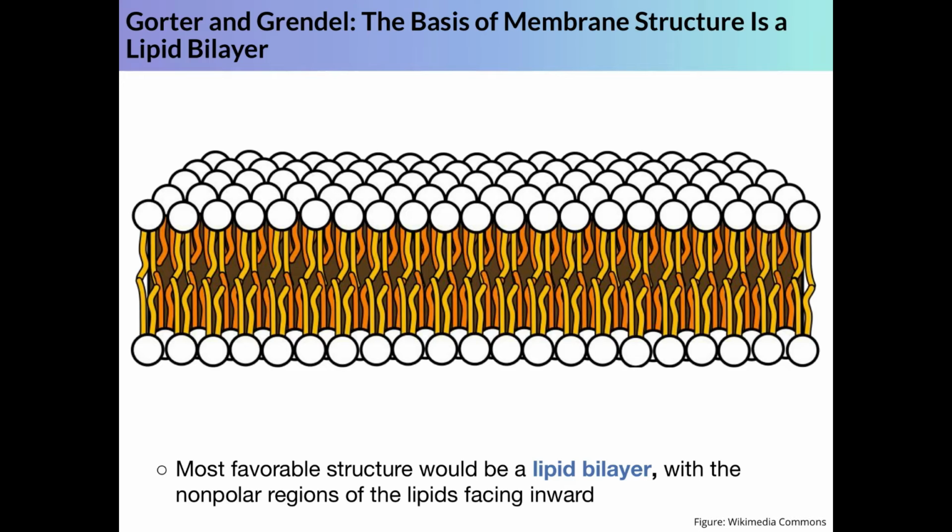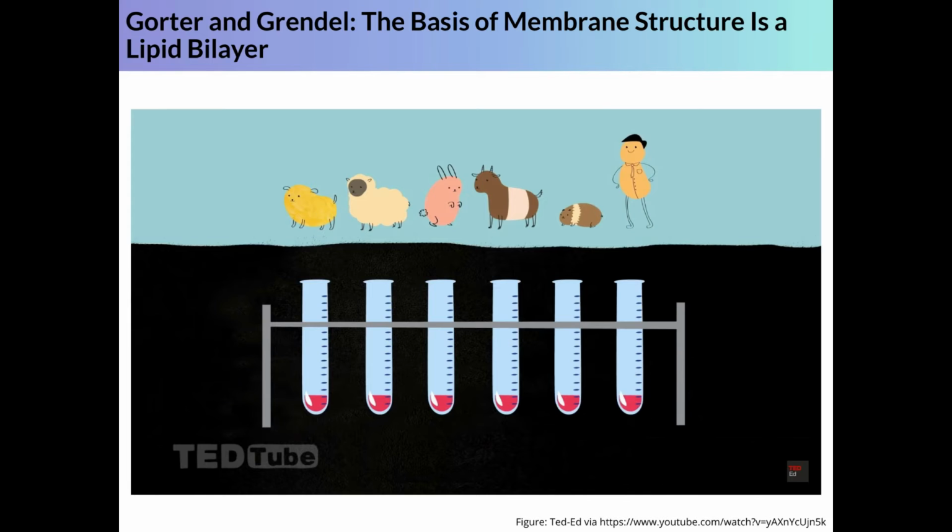However, in the 1920s, two physiologists, Gorter and Grendel, conducted experiments similar to Langmuir's, which showed that the membrane was indeed a bilayer. They extracted blood from various organisms and they purified blood cells. The blood cells were ideal for this because they lack organelles, so the phospholipids that were isolated from these blood cells could be concluded to belong to the plasma membrane only.